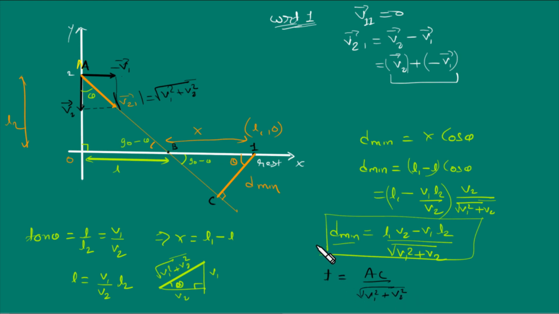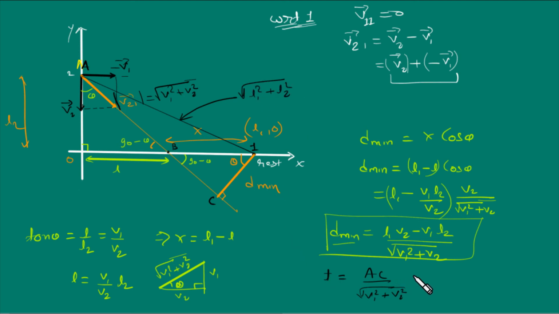And how do we find AC? I think that is not difficult now. We know this distance. Okay, 1 minute. Let me see how we can find it. Okay, I got it. We have already known d minimum. If we join this line, what will be the length of this line? This line will be under root of L1 square plus L2 square.